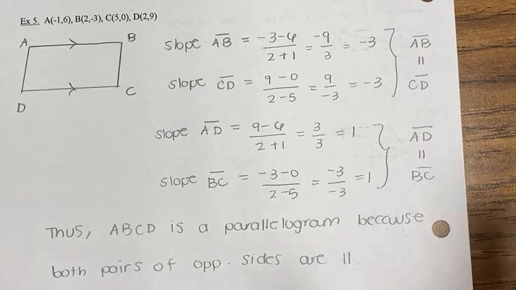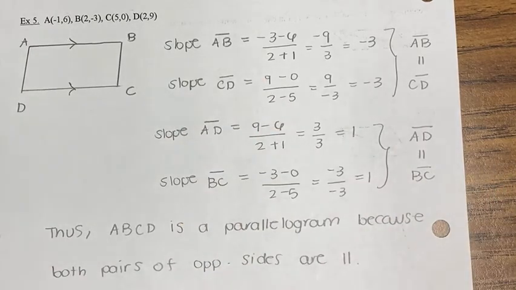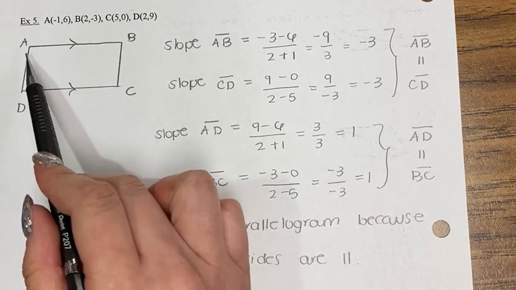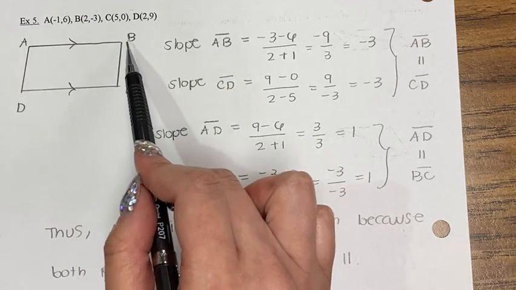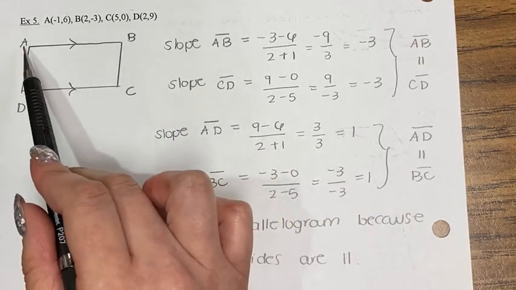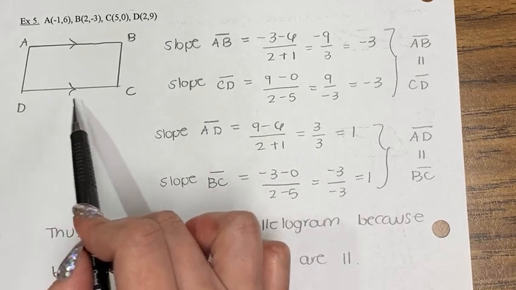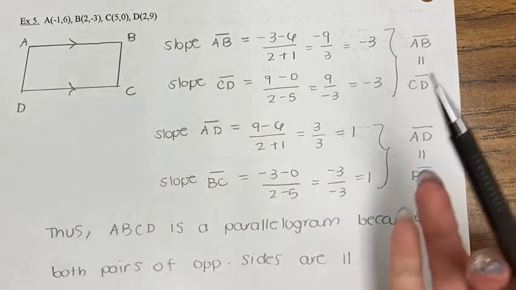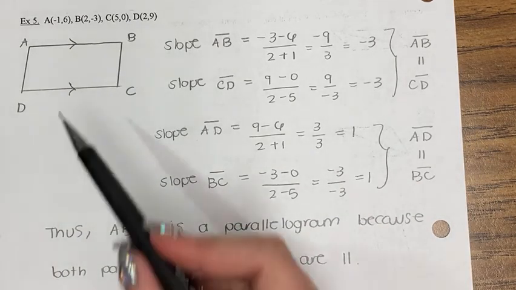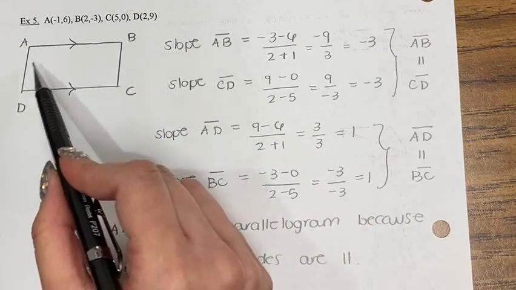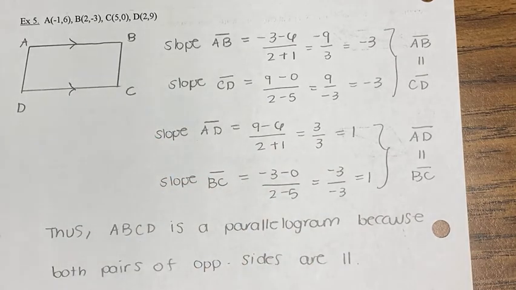Remember, you can also do this proof via the distance formula. What you would need to prove is that the distance from AD is the same as the one from BC, and the distance from AB is the same as the distance from DC. If you prove that these are equal and these are equal, then you can also conclude that it's a parallelogram, and that's also a correct way of seeing the situation.